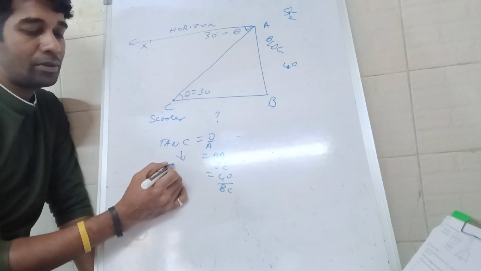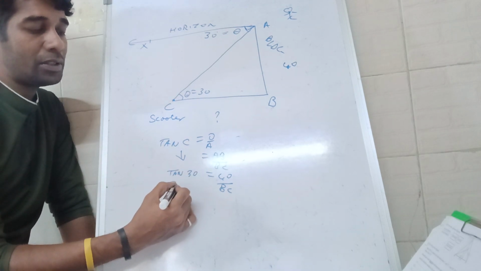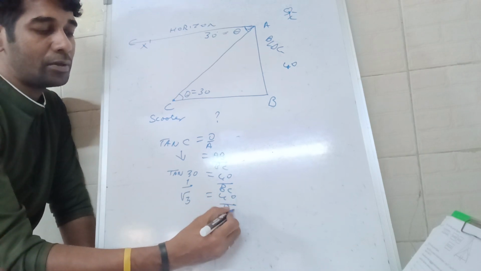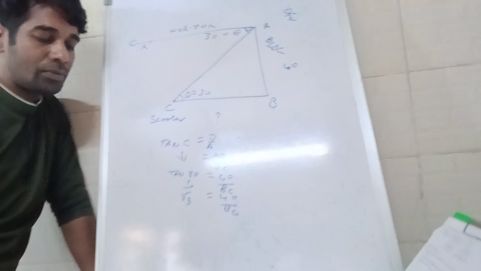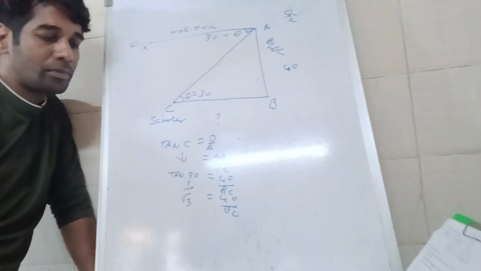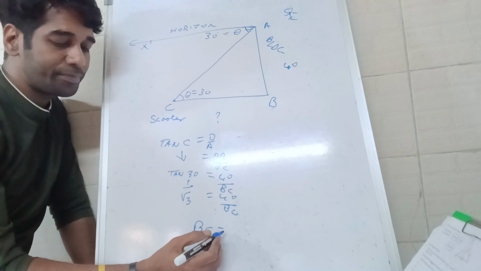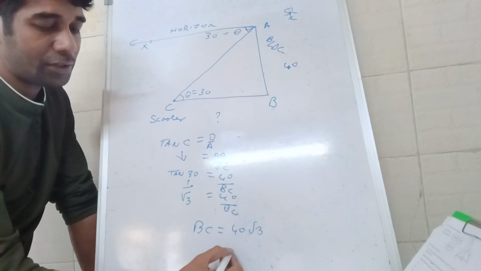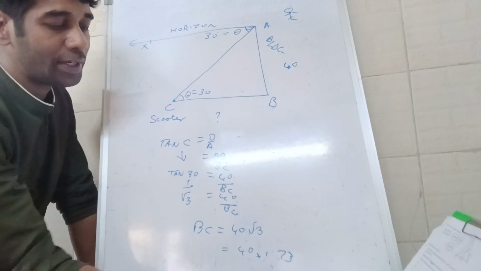Then tan C is tan 30, which is 1 upon root 3, is equal to 40 upon BC. Cross multiply and you will get BC is equal to 40 root 3, that is 40 into 1.73, that will give me 69.20 meters.